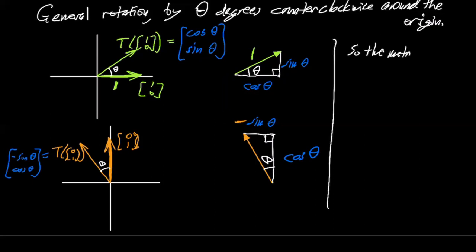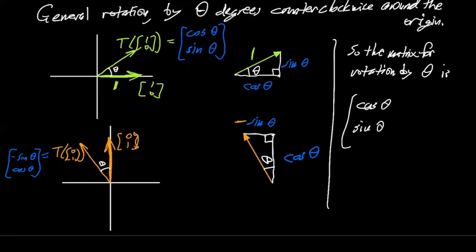Okay, and so the matrix for rotation by theta is, well, we just take what we got from here as the first column, and this is the second column over here. So let me just copy that down. Cosine theta, sine theta, minus sine theta, cosine theta. And that is our matrix of rotation.